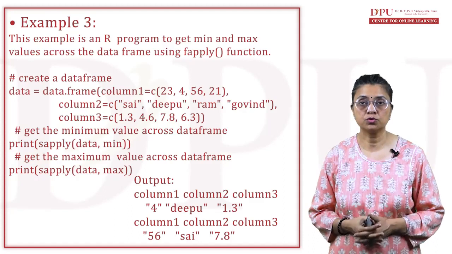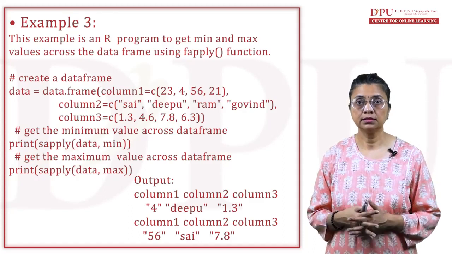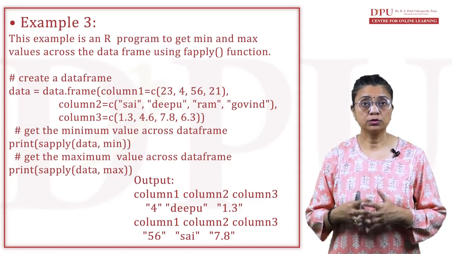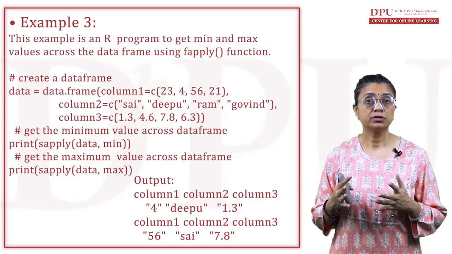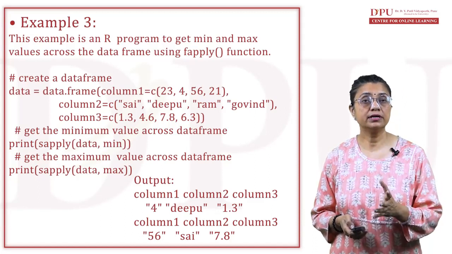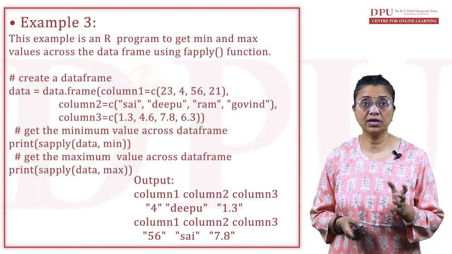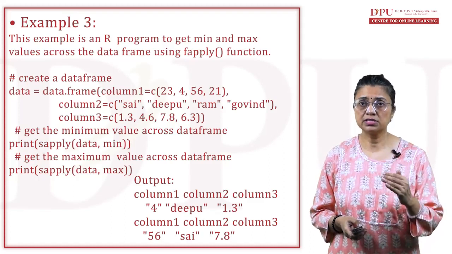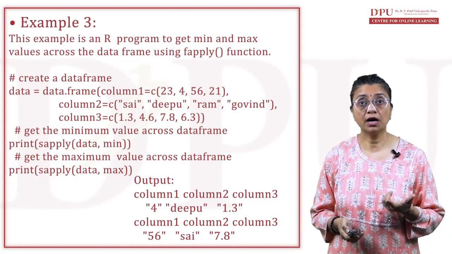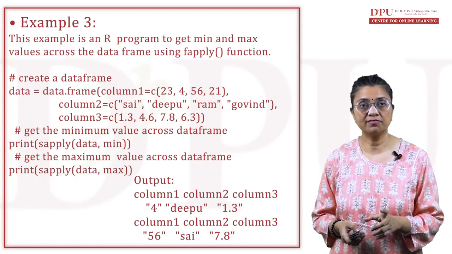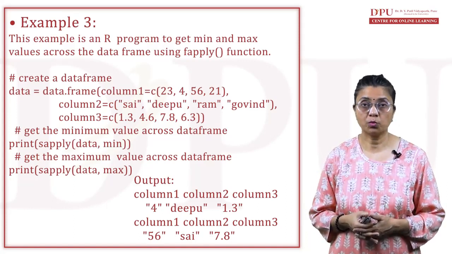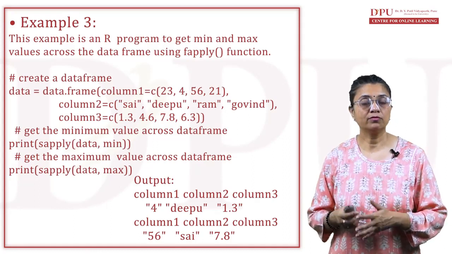You can see the output on the right hand side. Here you can see column 1, column 2 and column 3 are the 3 outputs, where you can see 4, Deepu and 1.3 are the results. Now, if you see the difference from the original data frame where we applied the min and max function, the result was in the form of a list. But now when we are using the sapply function, the output is in the form of a vector. You can see the output is a vector, which is 4, Deepu and 1.3.